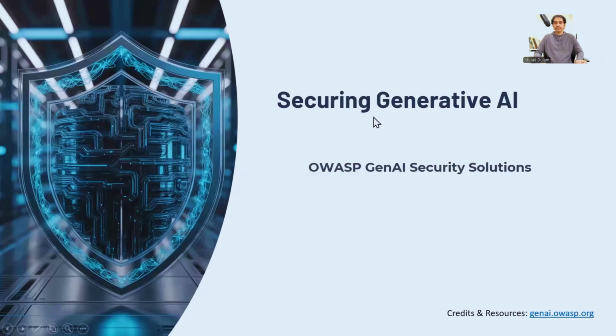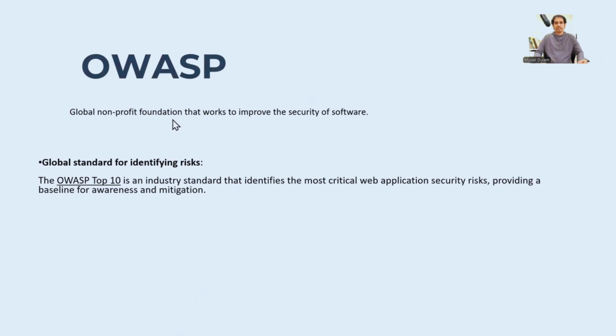Now let us see securing generative AI, the OWASP guidelines. Before discussing these points, first let us see, what is OWASP? OWASP is a non-profit organization, and they are trying to identify the top 10 risks, industry standards, how to secure web applications, and also mitigations and awareness programs related to security.